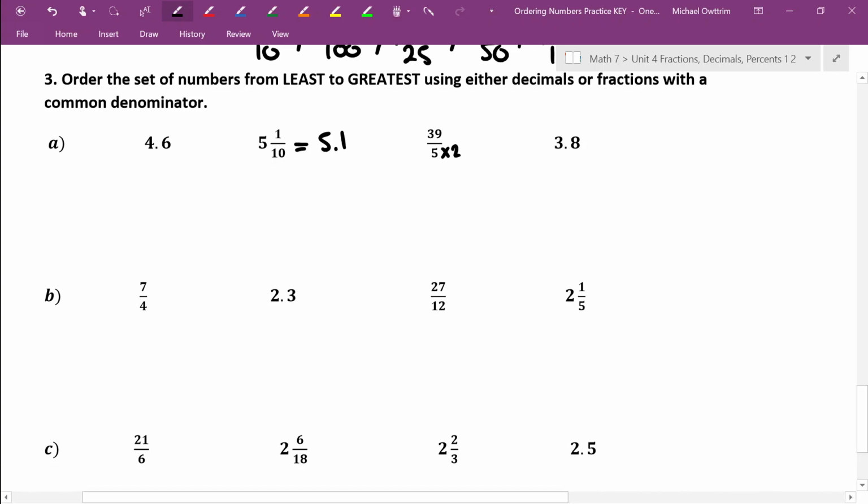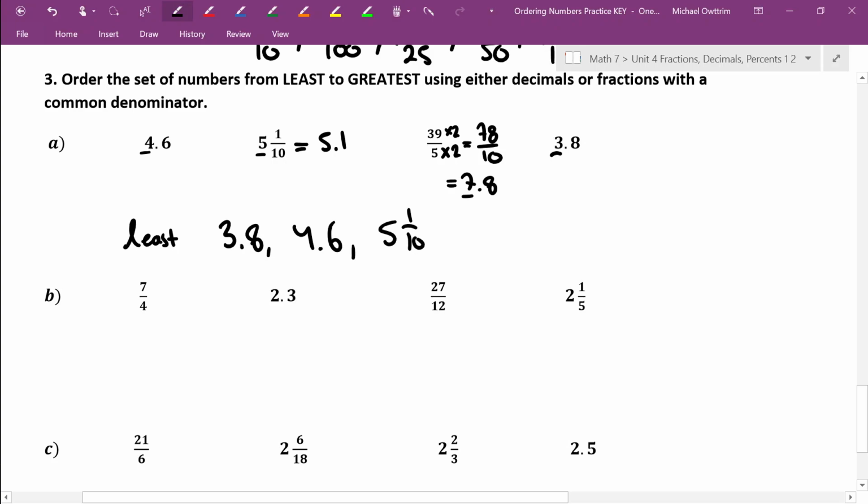I can go ahead and multiply by 2. That'll give me a 10 on the bottom and 78 on the top. So that's 7.8 as a decimal, and 3.8 is already a decimal. So just by looking at the whole numbers here, 3 is smallest, then 4, then 5, then 7, and that's enough to put them in order. So we want these from least to greatest. So 3.8 is our smallest, 4.6 then. After that is 5 1/10, and then our 39/5 is last. Okay, and obviously that's least to greatest.